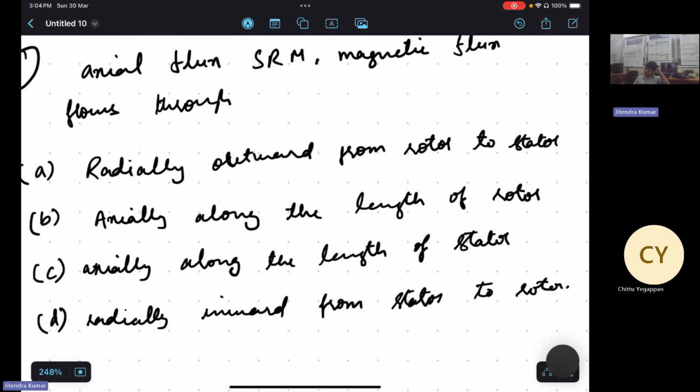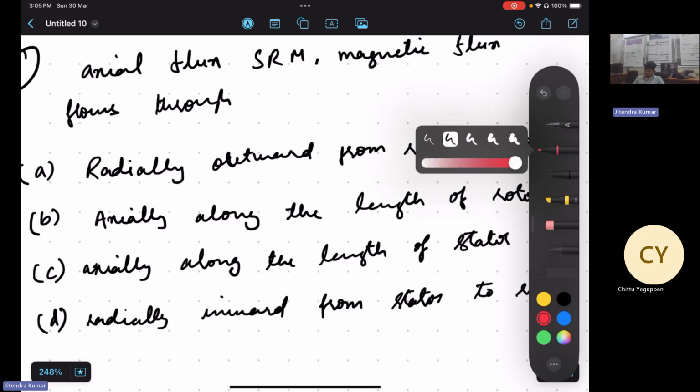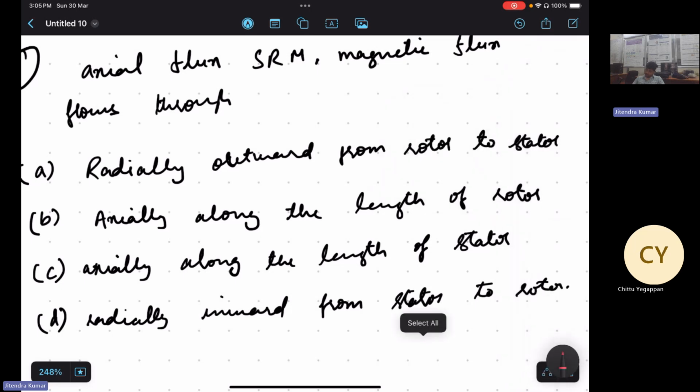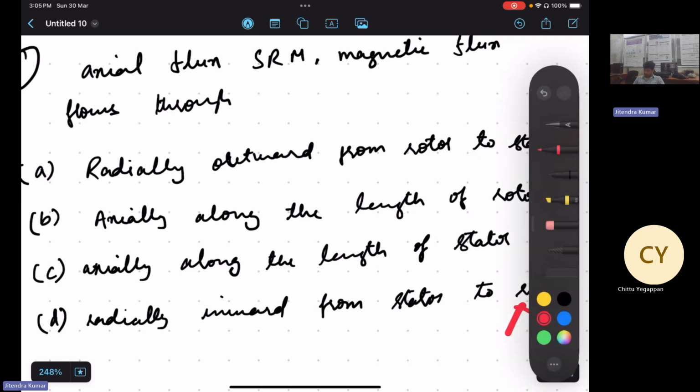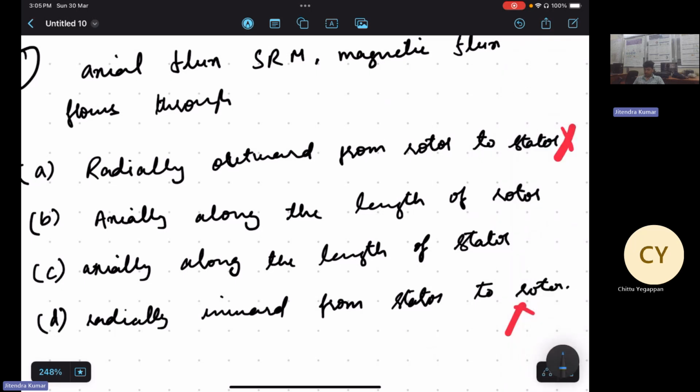So which of the statements makes sense? Radially outward from rotor to stator: radially it won't flow. Flux lines would not flow radially because it is an axial flux machine. So we could discard two options here, this one and this one, isn't it? Now we are left with only two options, axially along the length of the rotor and axially along the length of the stator.